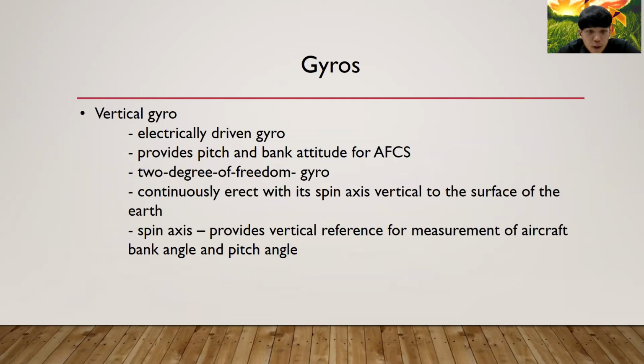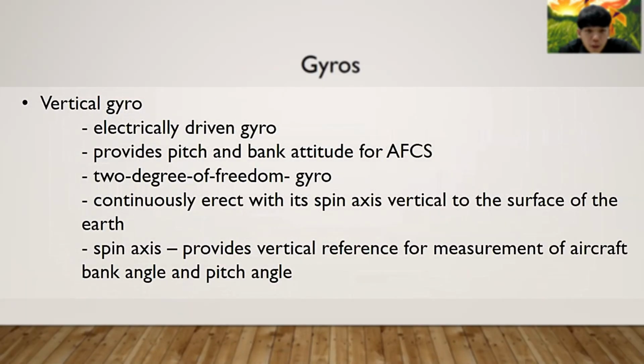There are 2 gyros. The first one is the vertical gyro. It is an electrically driven gyro, and it provides pitch and bank attitude for the FCS. It is also a 2 degrees of freedom gyro. It will continuously erect with its spin axis vertical to the surface of the Earth. So the spin axis will provide the vertical reference for measurement of aircraft bank angle and pitch angle.